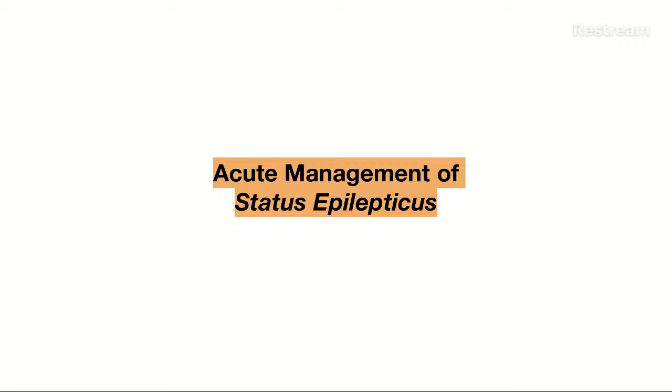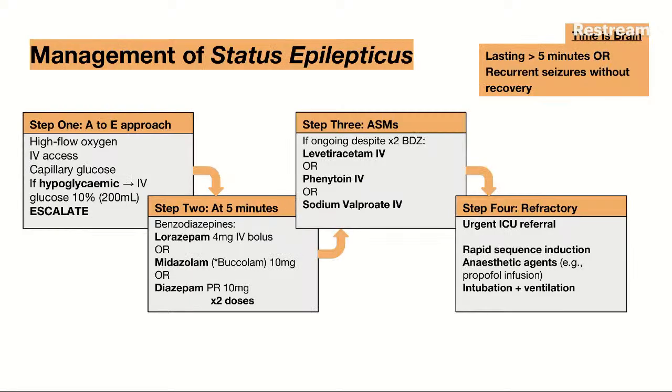So status epilepticus is a neurological emergency, and it's defined as a seizure lasting longer than 5 minutes or recurrent seizures without recovery between episodes. There are 4-ish steps to managing status epilepticus.